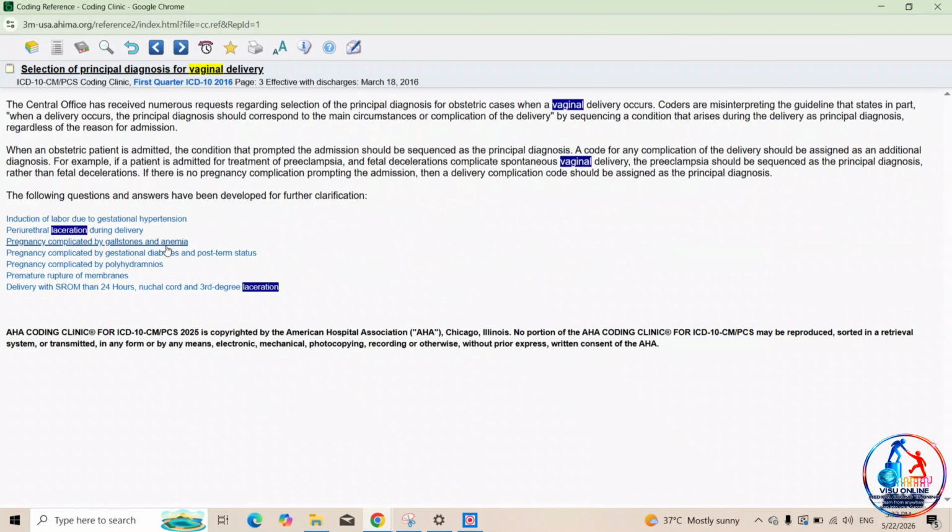Next one: pregnancy complicated by gallstones and anemia. Question: the patient is admitted in labor. She has gallstones and anemia on admission, and the physician has not documented that these conditions did not affect the pregnancy. She delivers vaginally but develops atony with hemorrhage after delivery. What is the principal diagnosis? Delivery complicated by gallstones, anemia, or uterine atony with hemorrhage.